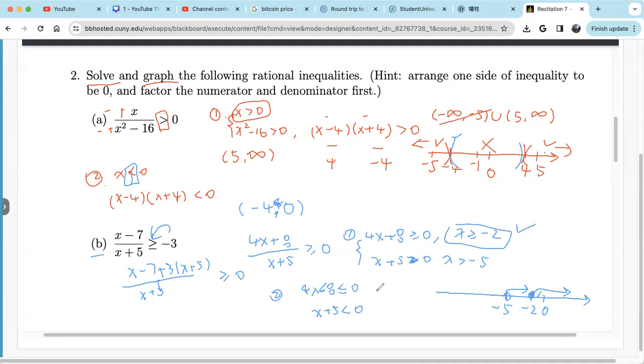Well, when it's less than, that's just x less than or equal to -2 and x less than -5. That goes the other way around. And we see the intersection is just x less than -5. So we use interval notation. We see -infinity up to -5, union -2 up to positive infinity.